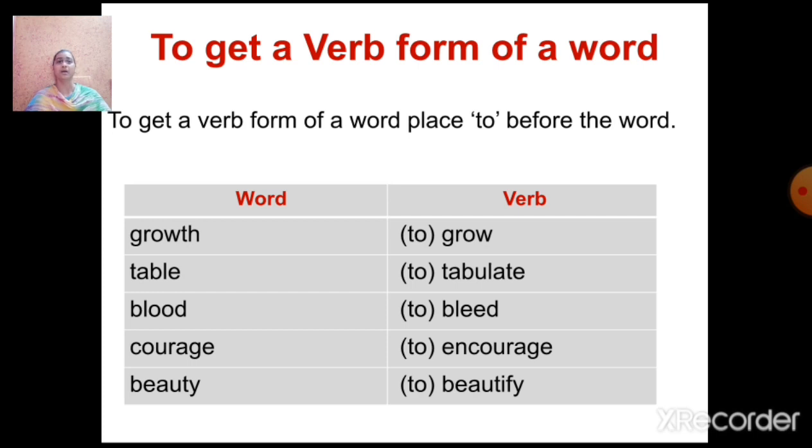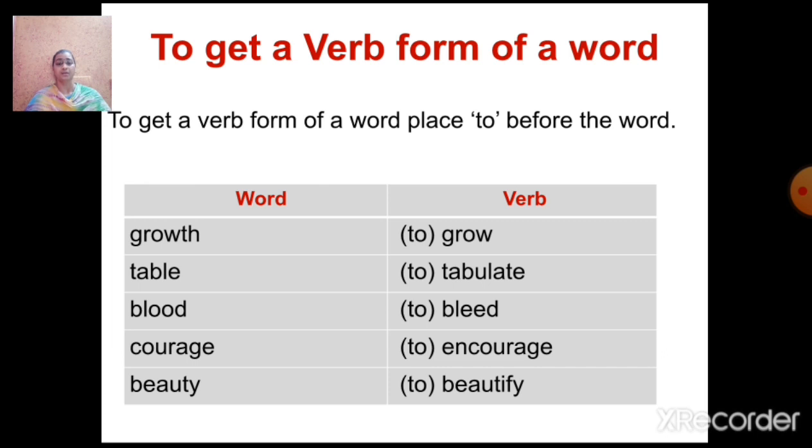Now, we will just add to and we will check. For table, it will be to tabulate. So, that means table is a word and tabulate is the verb form. Then the next word is blood. Like, the blood vessels are red in color. So, the word blood is a noun here. Now, how can we get the verb form? Yes, by adding to before the word.